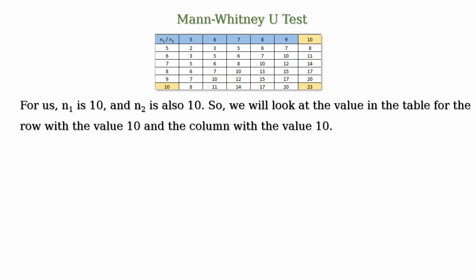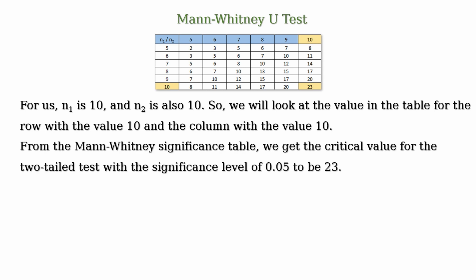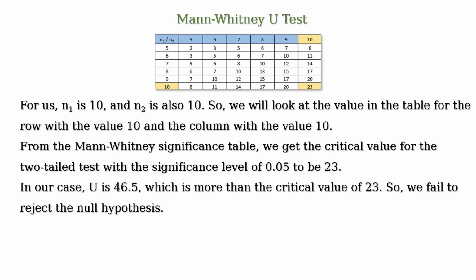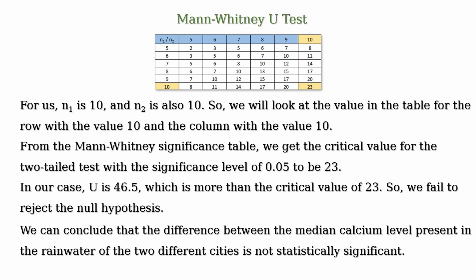From the Mann-Whitney significance table, we get the critical value for the two-tailed test to be 23. In our case, U is 46.5, which is more than the critical value of 23. So, we fail to reject the null hypothesis. Hence, we can conclude that the difference between the median calcium level present in the rainwater of the two different cities is not statistically significant.